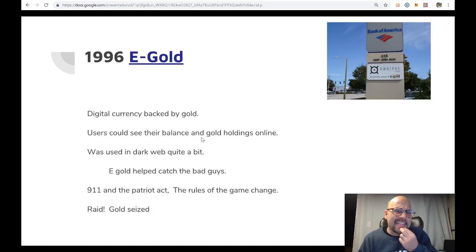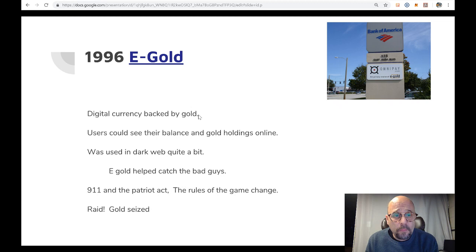All right, so in 1996, there was a company called EGold, and EGold was actually founded, I got a picture of them here, in Florida. This company was a digital currency, much like what David Chaum created, but this digital currency was actually backed by gold.